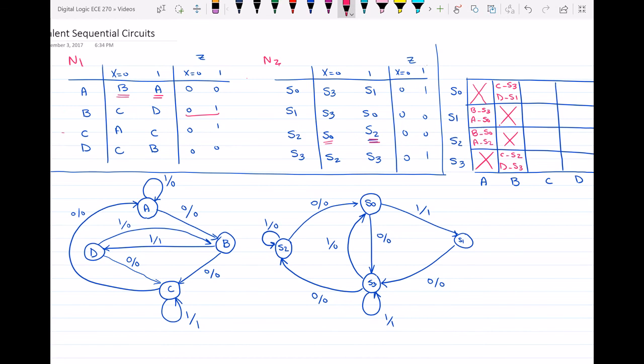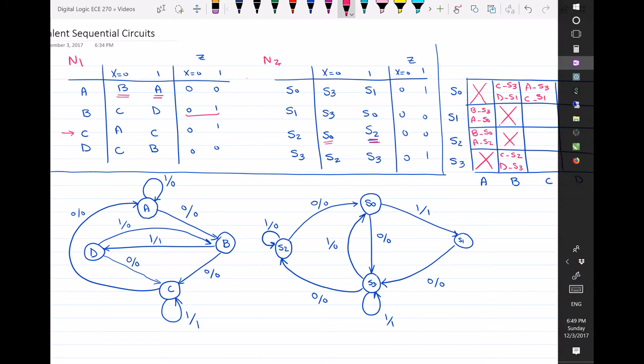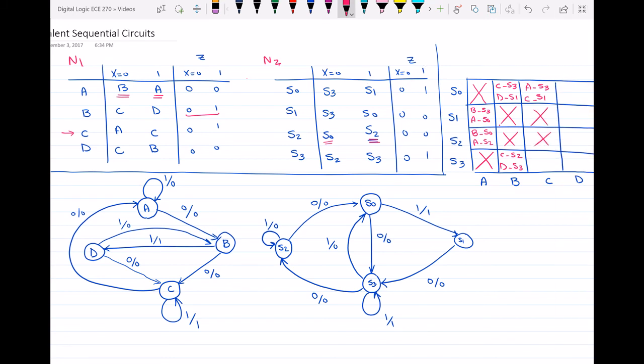So I am at this row over here. C with S0: A should be equal to S3 and C equal to S1. When I'm writing C dash S1, it means that state C and state S1 should be equivalent. C cannot be compared with S1 and S2 because the outputs are different. If I want to compare C with S3, because they have the same output, A should be equivalent to S2, and C should be equivalent to S3.